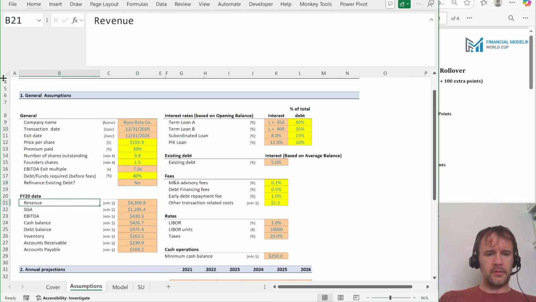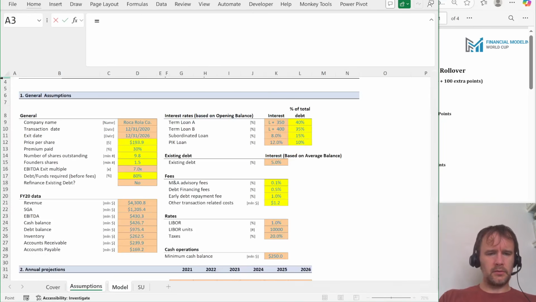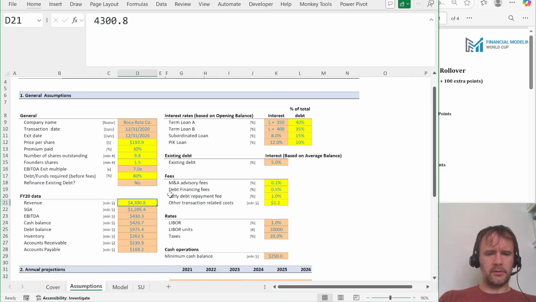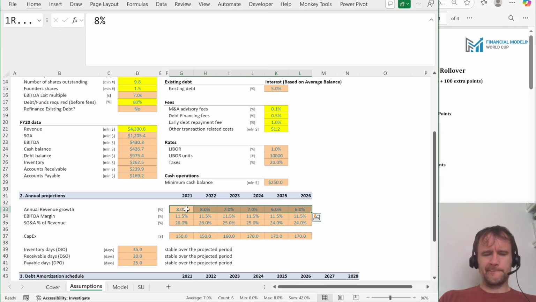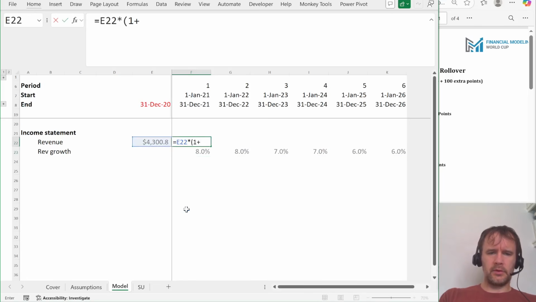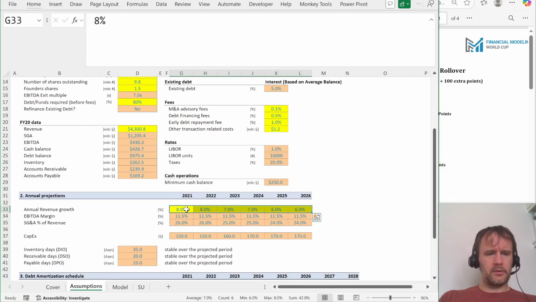All right, so we want to make our income statement. So we've got our revenue. So let's just do it like this. So that's what it was for 2020, and then we've got growth rate assumptions here. I guess let's do rev growth. So then it's this times 1 plus this. Okay, so that's our revenue.